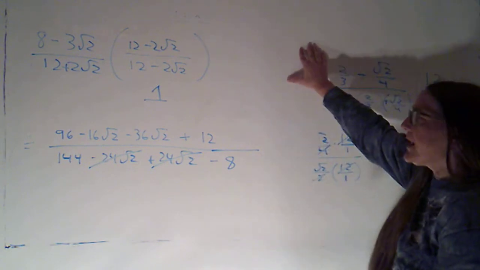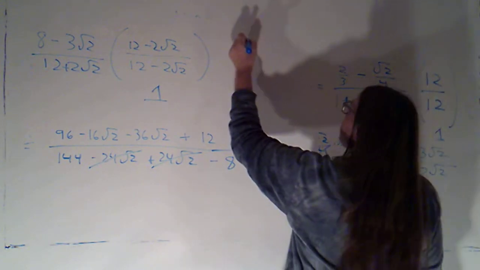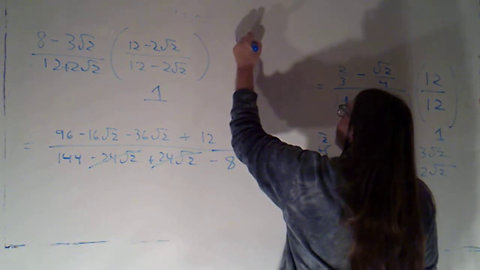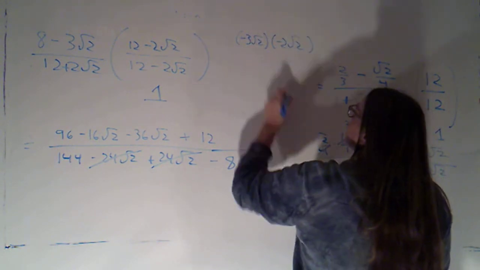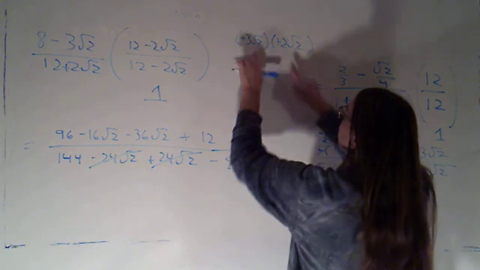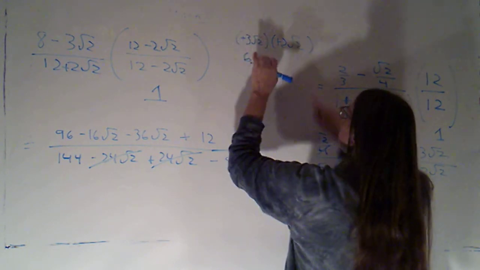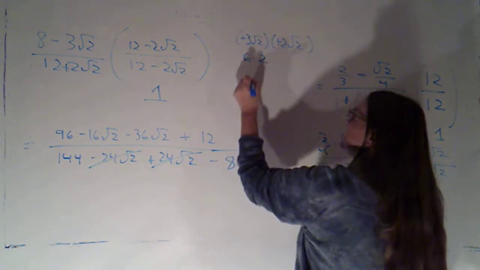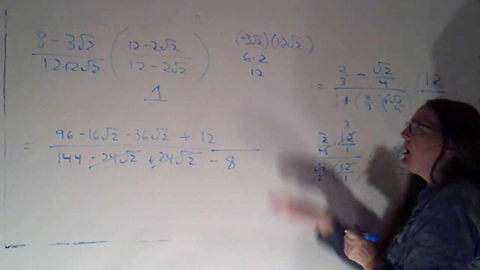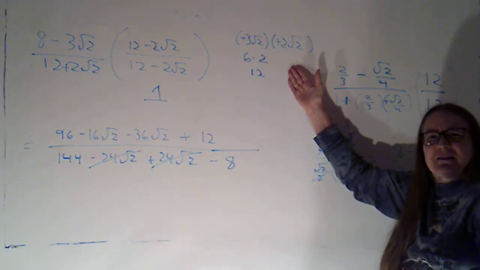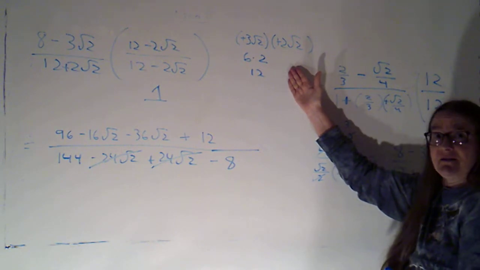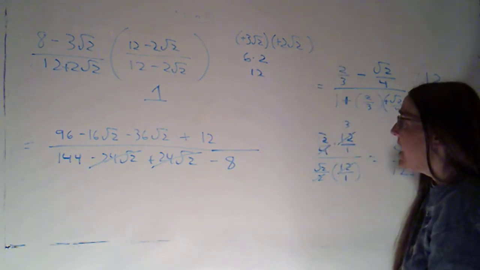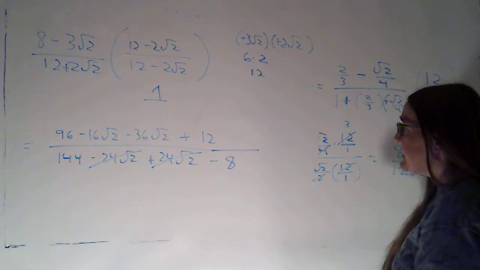And if you need to write any of that off to the side, if you need to say, okay, I'm doing negative 3 root 2 times negative 2 root 2. So, okay, the signs are going to become positive. 3 times 2 is 6, times root 2 times root 2 is 2. That gives me 12. That took me just a few seconds to do. And if that's going to keep me from making a careless mistake, I'm going to do it. Okay. All right, so let's see what we've got.